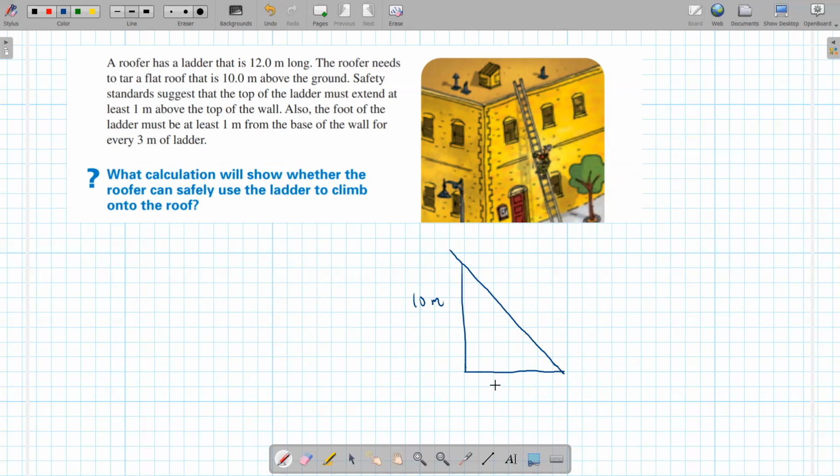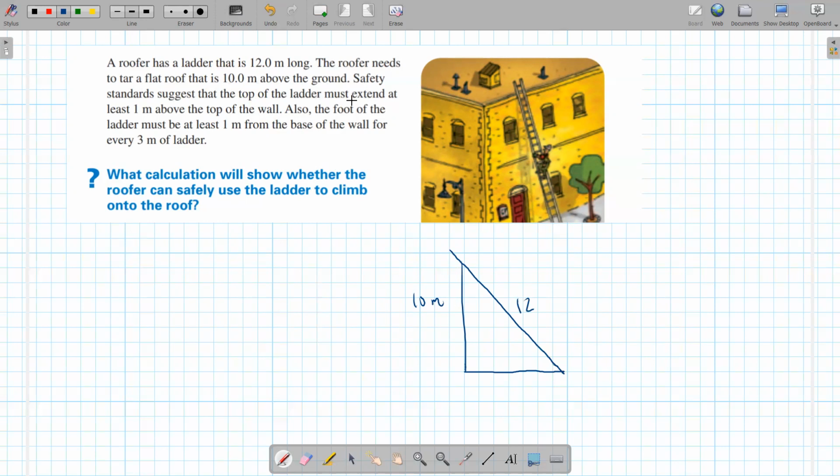Wait, what's the distance at the bottom? We don't know yet. But we do know the length of the ladder. It says right there, a roofer has a ladder that is 12 meters long. You see this is 12. What else do we know? So we know he needs to tar a roof that's 10 meters above the ground. So we know the building is 10 meters. So is the bottom 2 meters? Well, we need to find out, all right? Let's see what else we need, because this diagram is not complete.